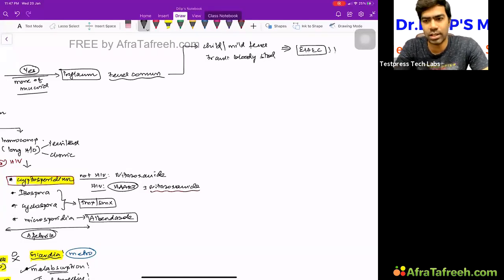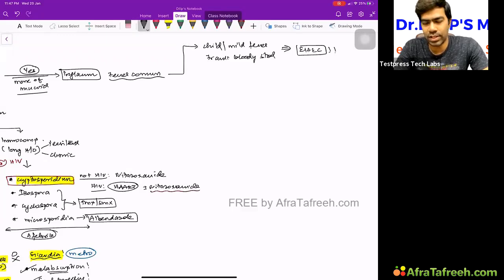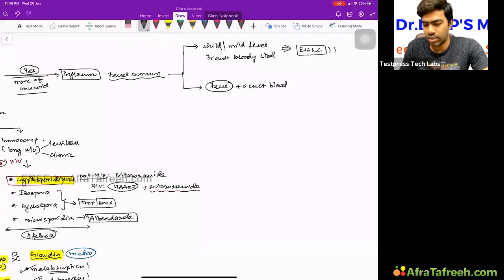That is enterohemorrhagic E. coli, typically due to the toxin that it produces. That is the O157:H7 or O104:H4. So there are two types of toxins. You have to think about enterohemorrhagic E. coli in this setting, which can cause a sequela called hemolytic uremic syndrome. Or if the patient is having high grade fever plus only occult blood in stool, not frank blood, and it happens in adult individuals.